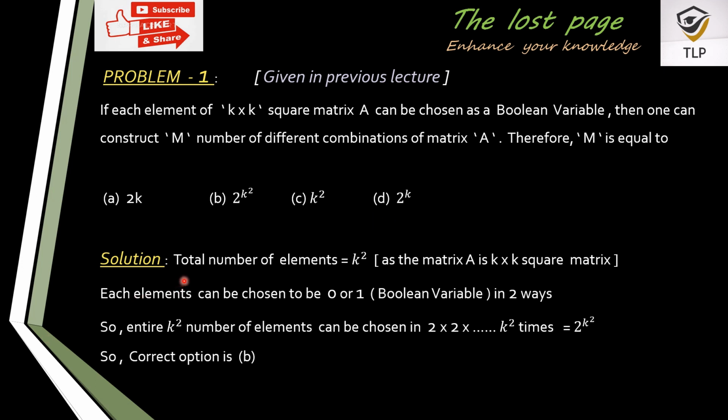So, here the total number of elements is equal to k square, as the matrix A is a K cross K square matrix. Each element can be chosen to be 0 or 1 because Boolean variables are 0 and 1, in two ways. So the entire k square number of elements can be chosen in 2 into 2 into ... k square times, equal to 2 to the power k square. So the correct option is B.